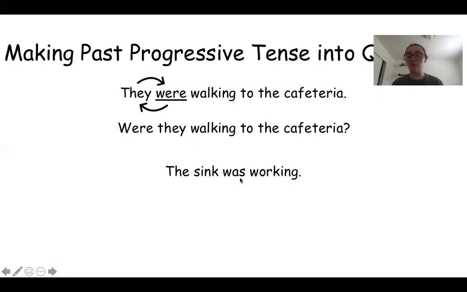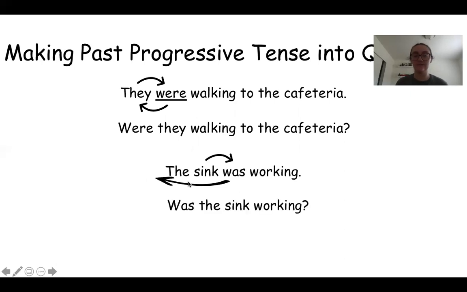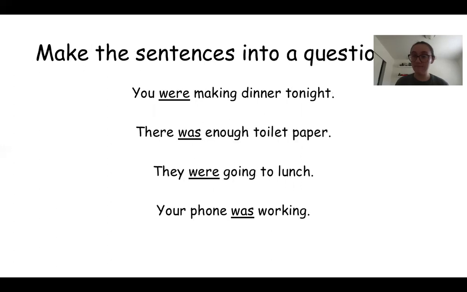The sink was working. To change it, we put the word was or were at the beginning of the sentence in front of the subject, which in this sentence is the sink. Was the sink working? And we turned it into a question.